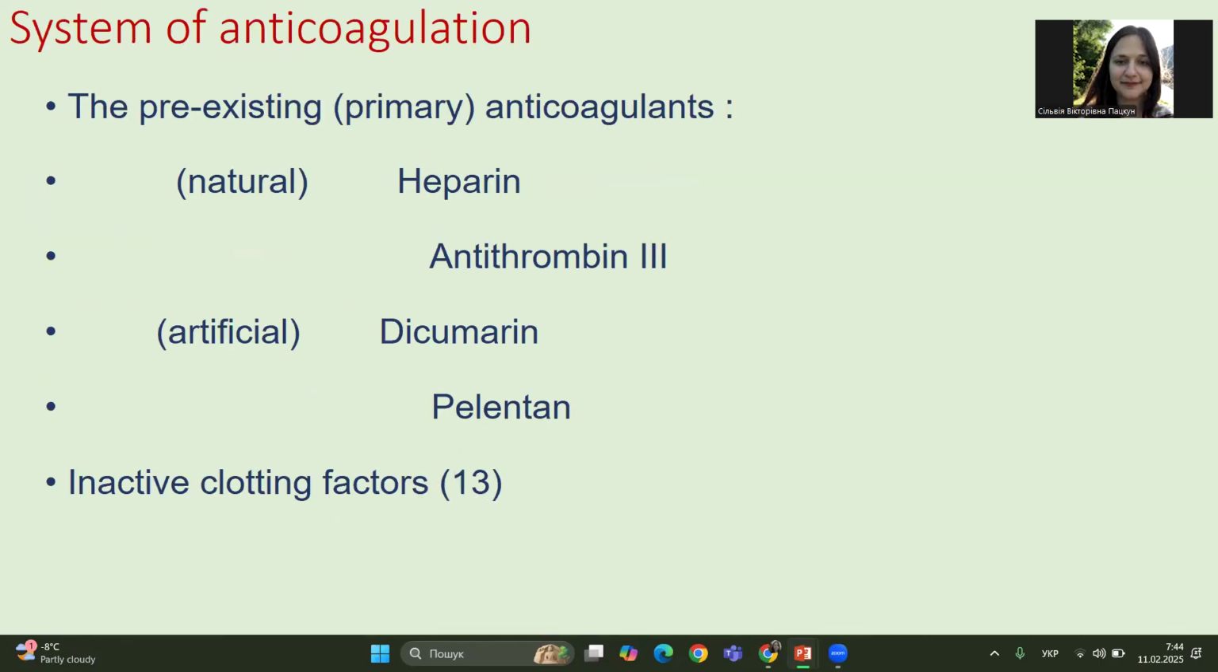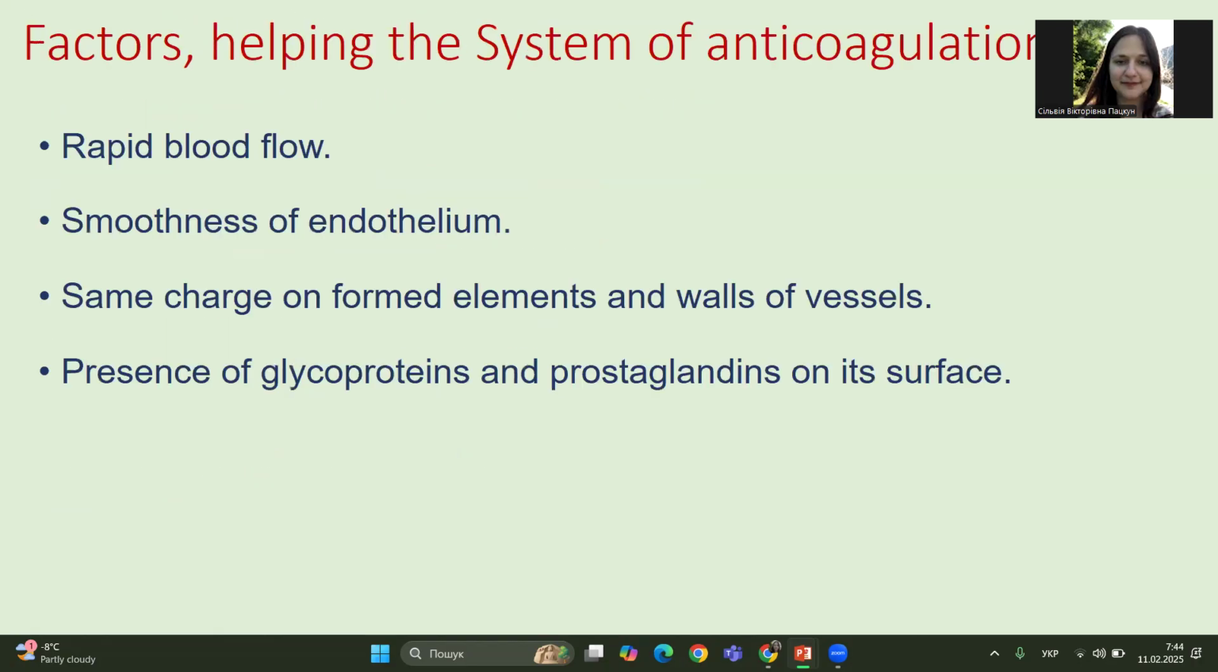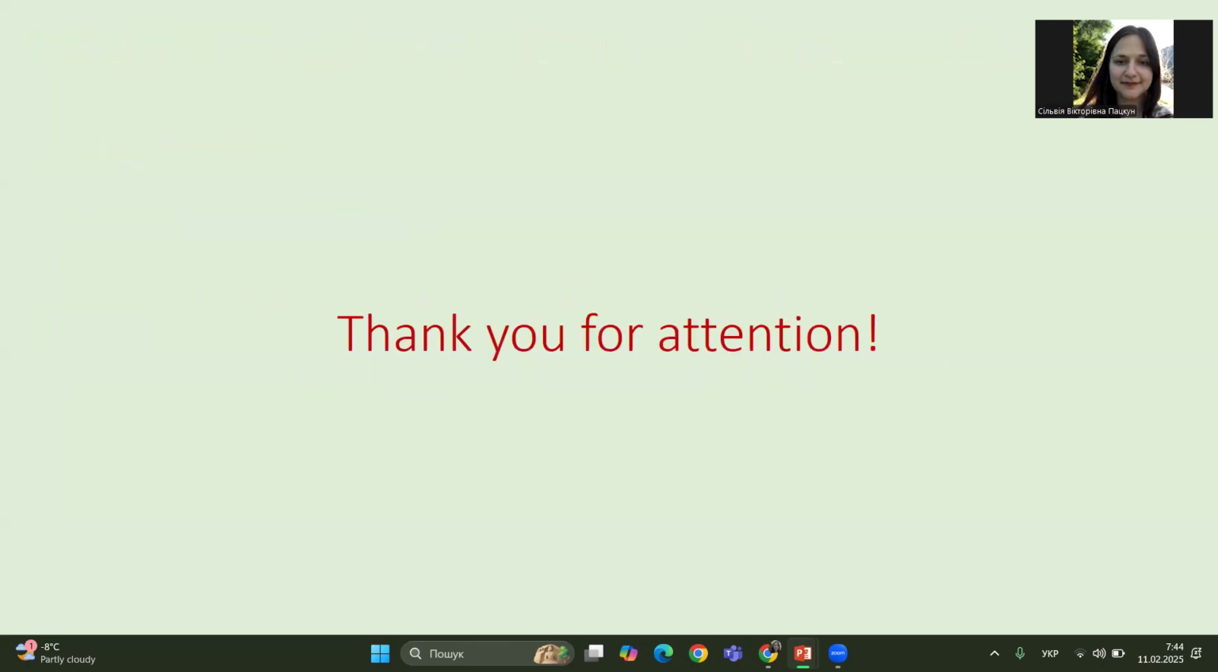System of anticoagulation: pre-existing primary anticoagulants, natural heparin, antithrombin 3, artificial dicoumarin and palantan, inactivate clotting factors. Factors helping the system of anticoagulation are rapid blood flow, smoothness of endothelium, same charge on formed elements and walls of vessels, presence of glycoproteins and prostaglandins on its surface.